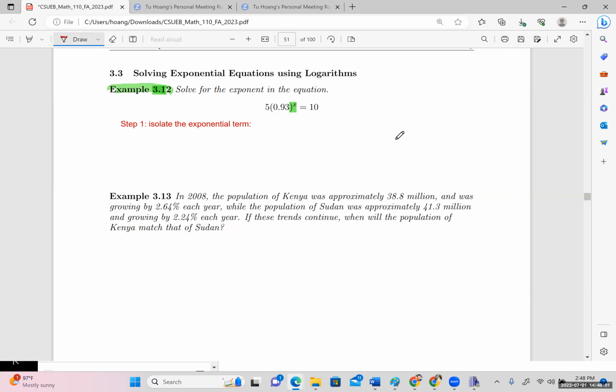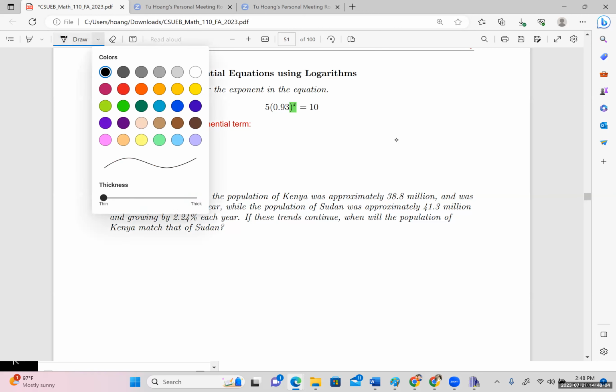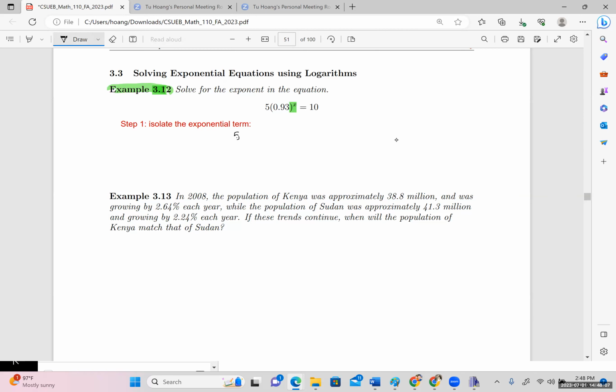How to do that? I'm going to divide both sides by 5. Then on the left I have 0.93 to the x, and the right will be 2. So I have just isolated the exponential term already.